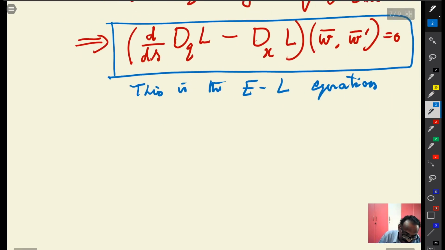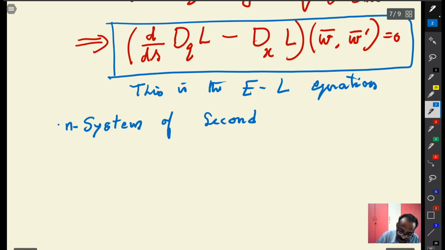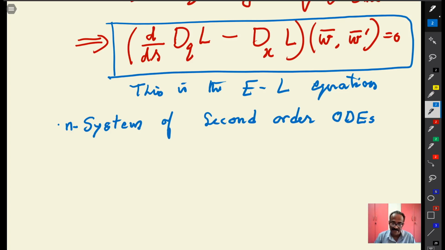This is a system of n equations, a system of second order ODEs. We will eventually write this system of n second order equations as a 2n first order system later, using what is called the Hamiltonian. Defining the Hamiltonian involves some work which we may not do today, but we will before going further.